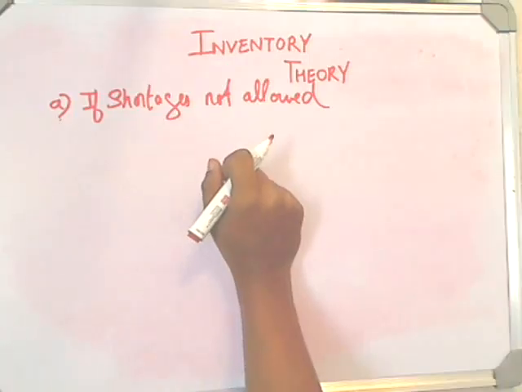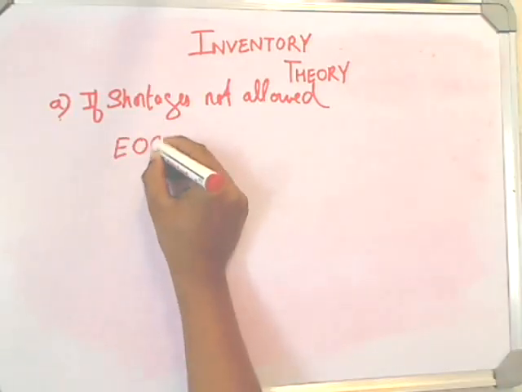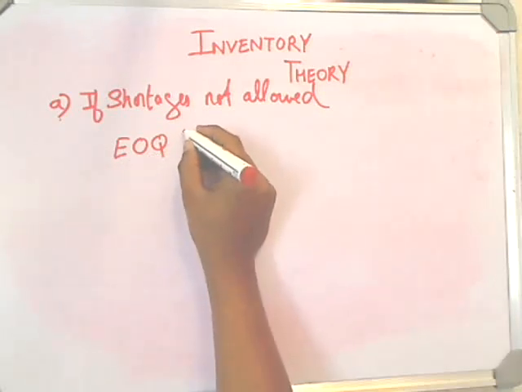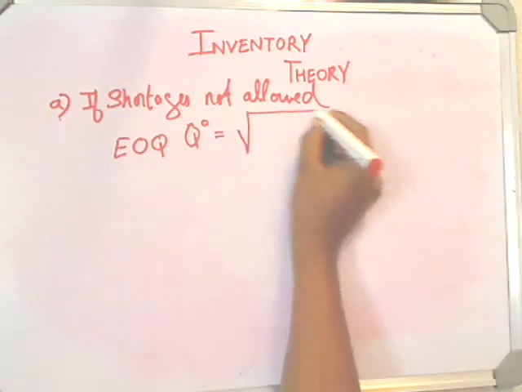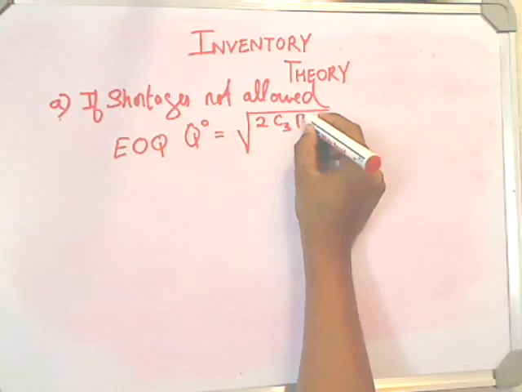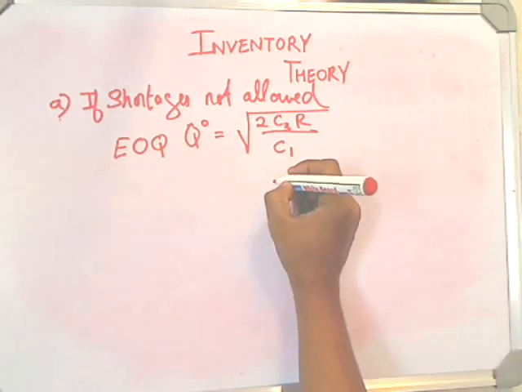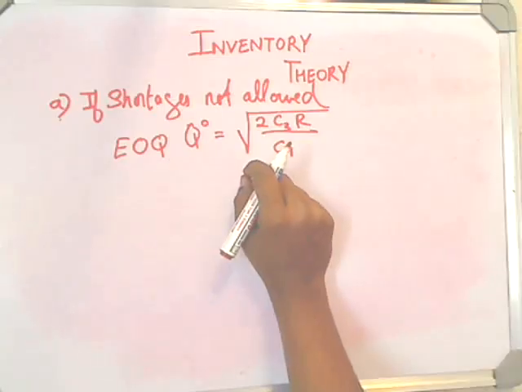Firstly, let's look at EOQ, economic order quantity. This is given as Q naught equals the square root of 2 C3 R divided by C1. I've not really written the data of the problem before. I'll do that now and explain it as I write along.